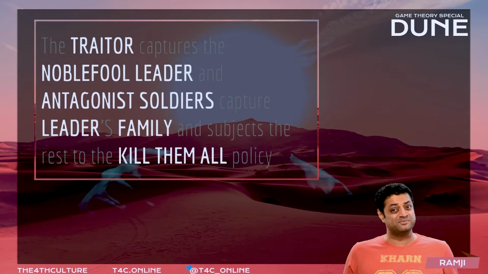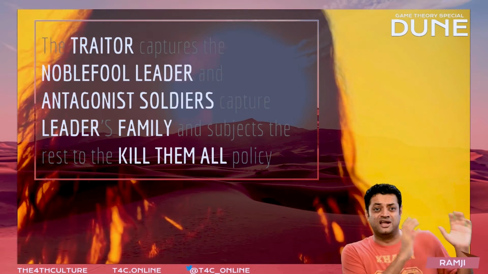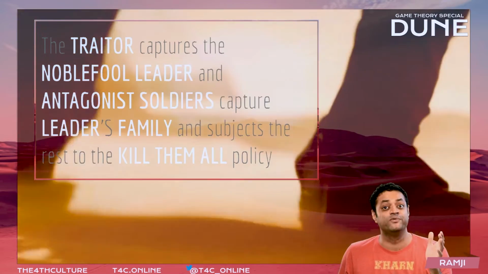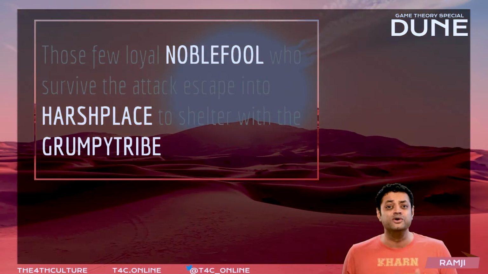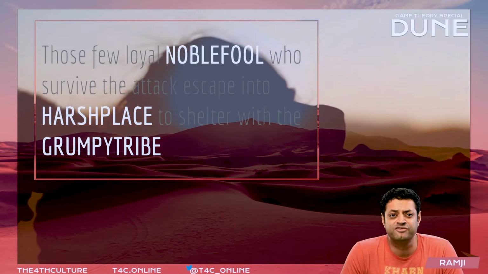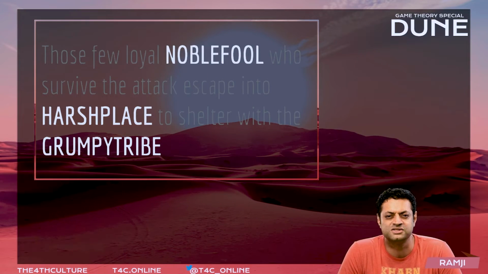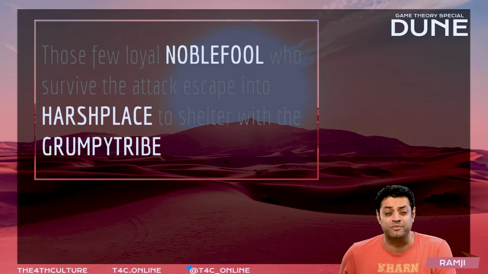So basically at this point, your choices are, you've got some key folks, the leaders and the leader's family who've been swept away, and everybody else is on the run from powerful death squads. Those few loyal Noble-Fool who survive the attack escape into the HARSHPLACE, the hostile ecology and environment, in order to shelter with the grumpy tribe.